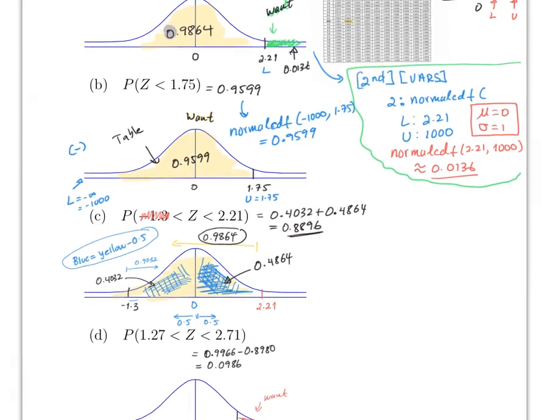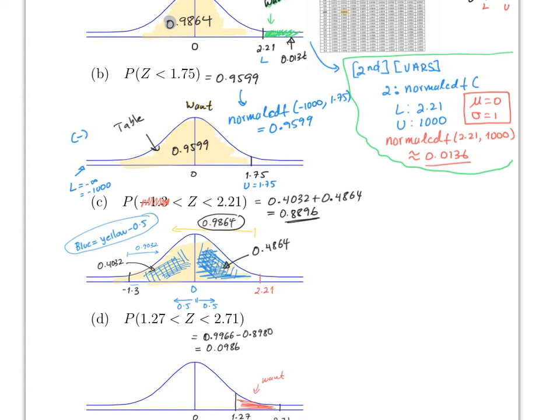Okay? Now, the calculator is particularly very useful for questions like this one, for part C, because you don't have to break it into two parts. So you have a calculator. In this case, it will be just normal CDF. The lower bound is minus 1.3 and the upper bound is 2.21, and it will give you exactly the same answer, which is 0.8896. From now on, you are free to use the calculator or the table. It doesn't matter, you will get the exact same credit using either one.